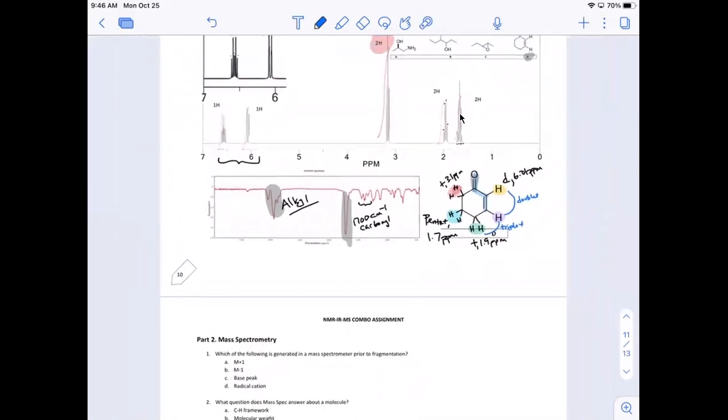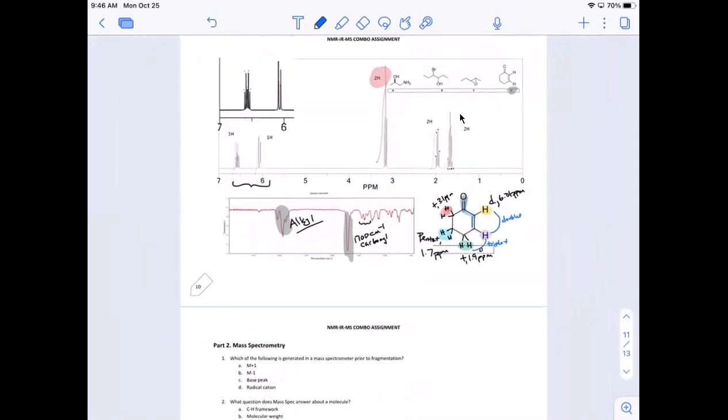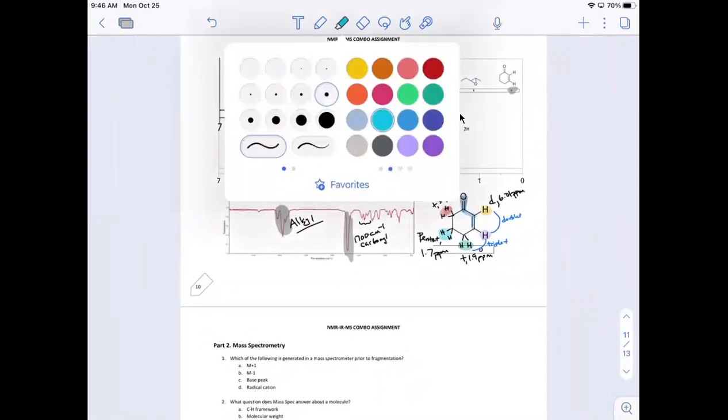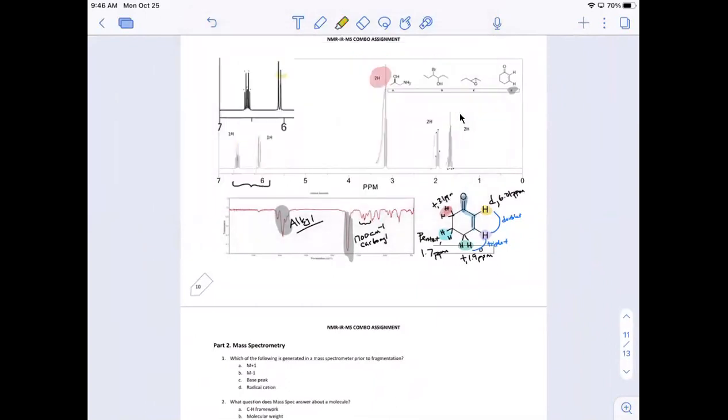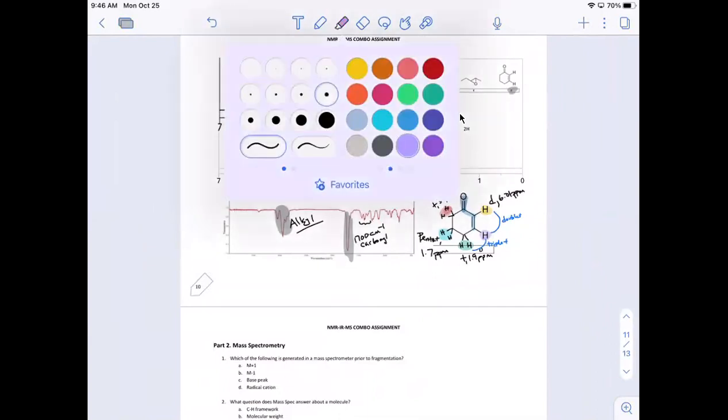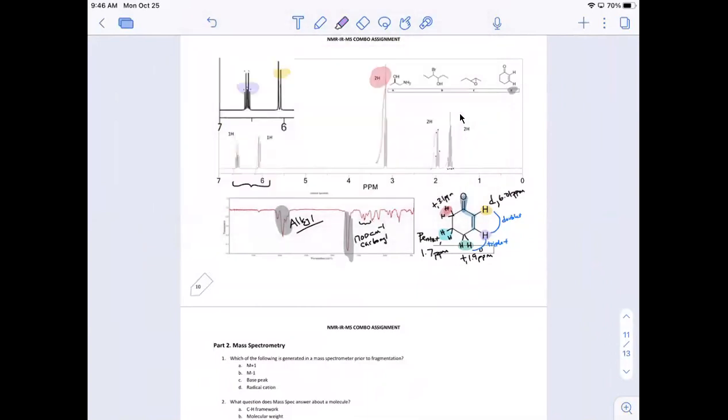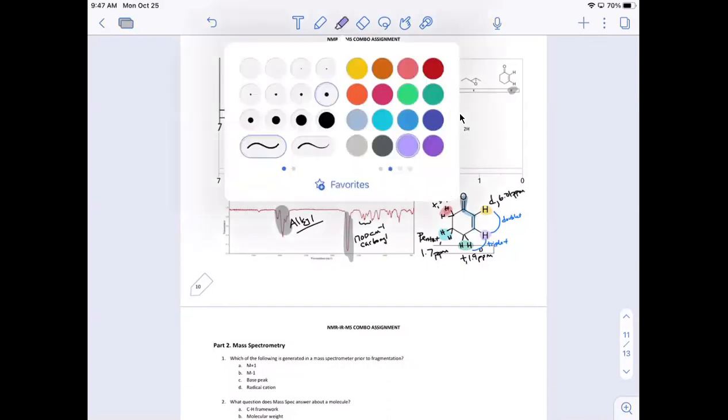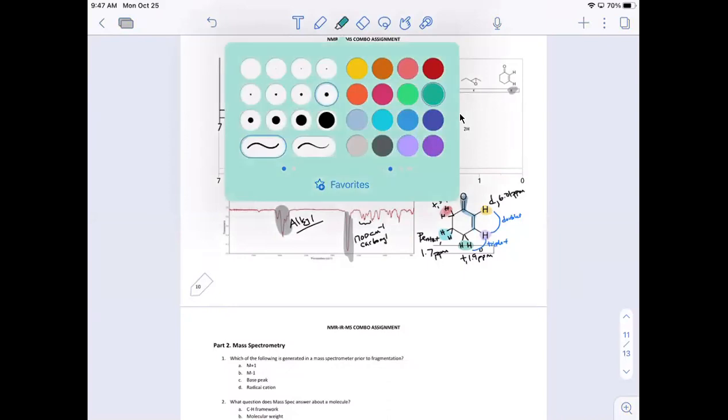We didn't assign them though, so let's assign them. So this is the gold one, and then purple is here. Notice the integration, 1 hydrogen each, so it's 2 separate signals. And then the other protons, the green we said was a triplet at 1.9. This one.